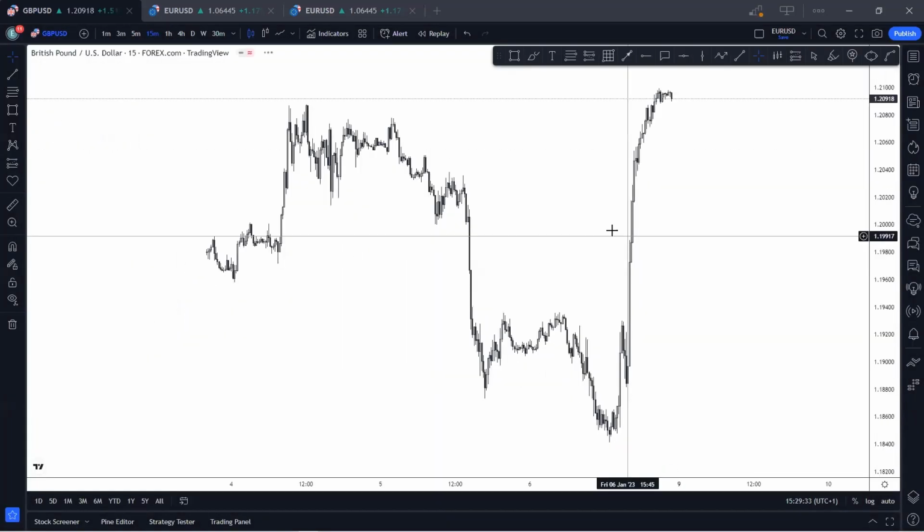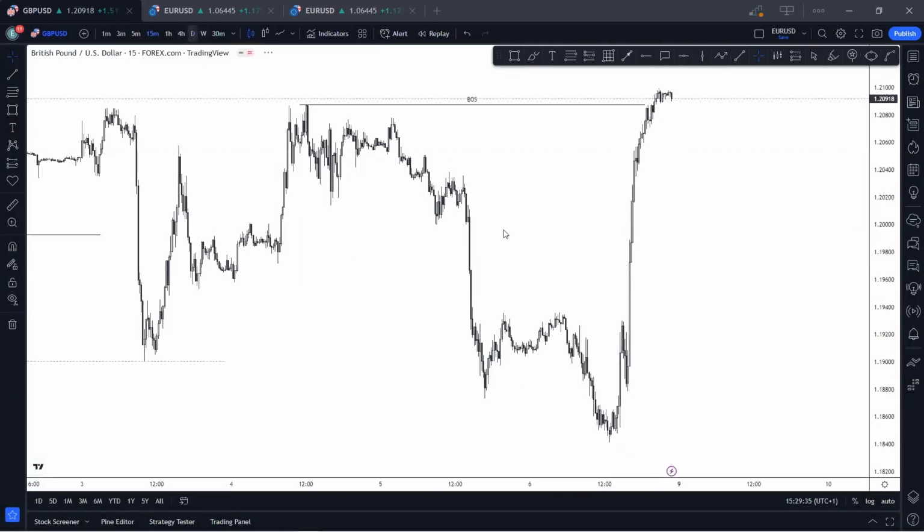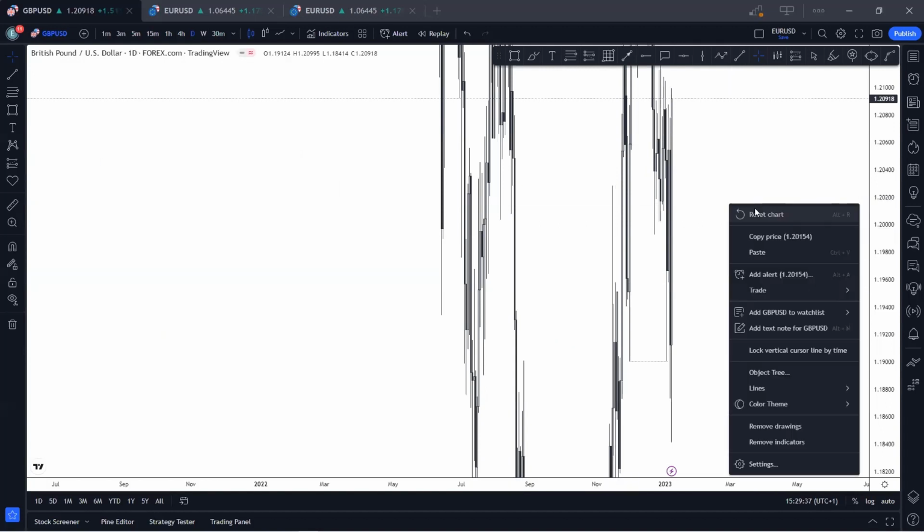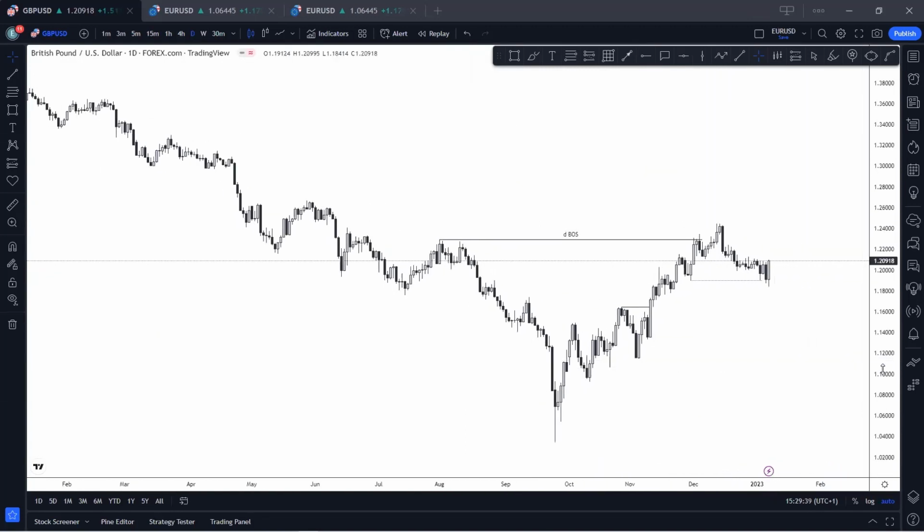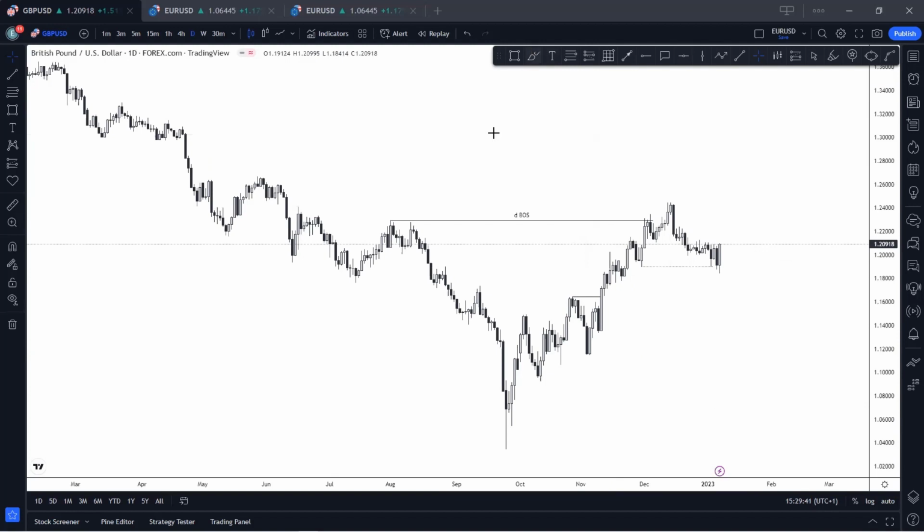I use forex.com. On the GBPUSD, I'm going to be starting from the daily, because looking at the daily, this is my price leg. I have my price leg from that high, and I have the low of my price range. So price broke this high and it confirmed my daily break of structure.